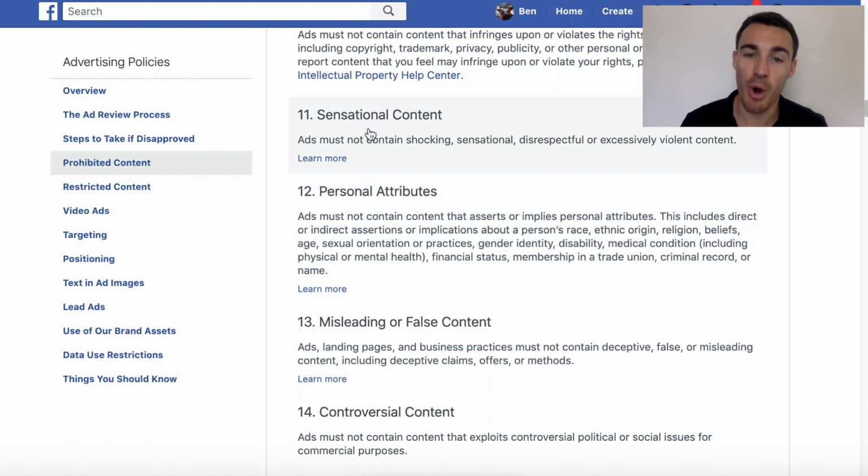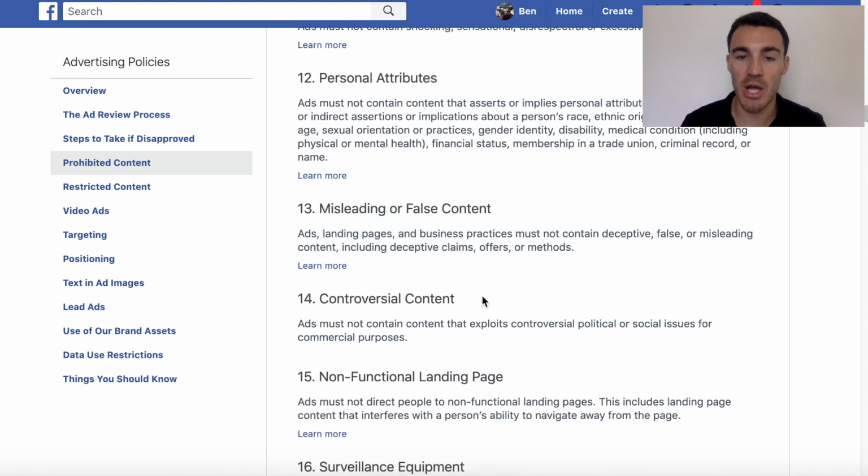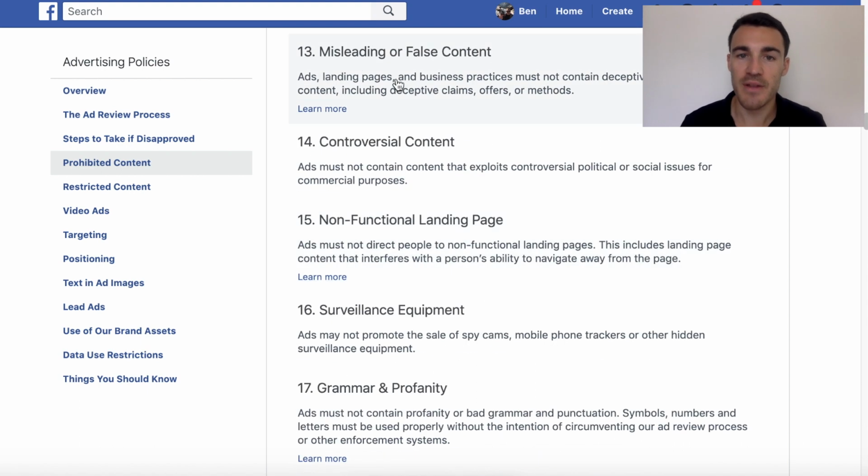So this is probably the most common reason why I see ads getting disapproved: people using personal attributes and questions like, are you XYZ, do you XYZ, all that sort of stuff. So avoid those. As I said, I'm not going to go through all these options. I would highly recommend you go through them yourself. Things like misleading or false content and controversial content are not surprising.